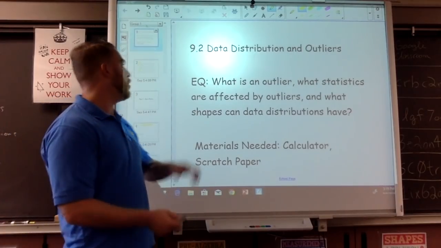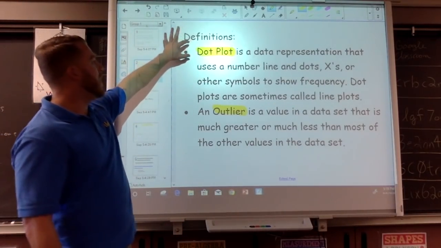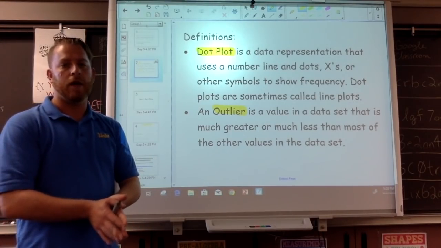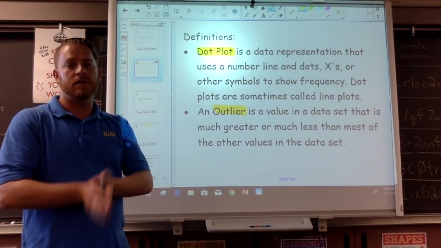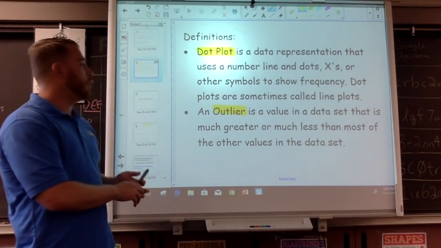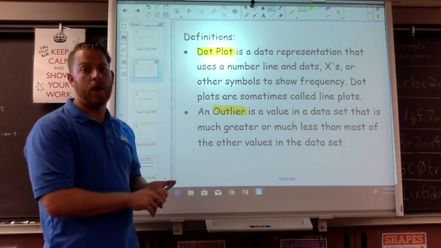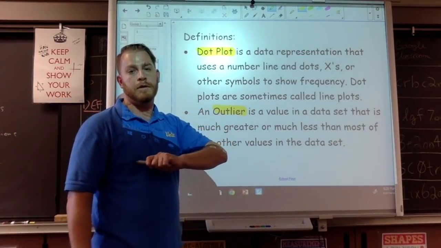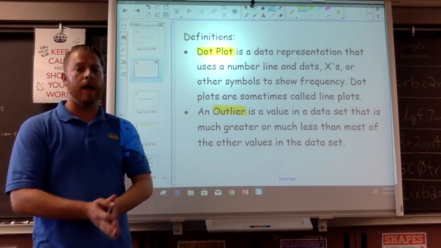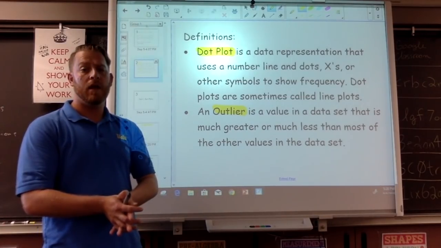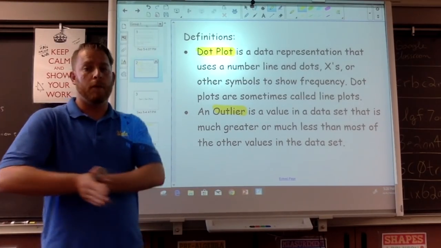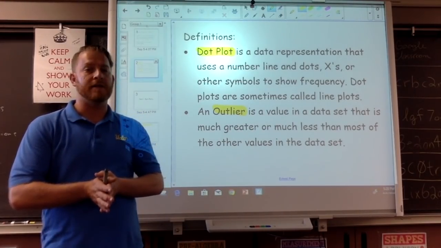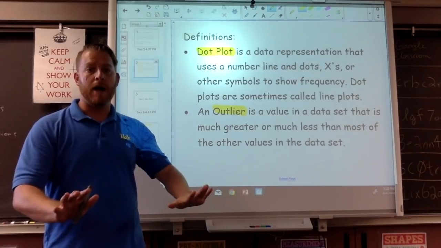All right, so let's get started here. We have some definitions first. A dot plot is a data representation that uses a number line and dots, X's, or other symbols to show frequency. Remember, which means how often. And dot plots are sometimes called line plots. And secondly, an outlier is a value in a data set that is much greater or much less than most of the other values in the data set. And remember, don't forget to pause if you need to.